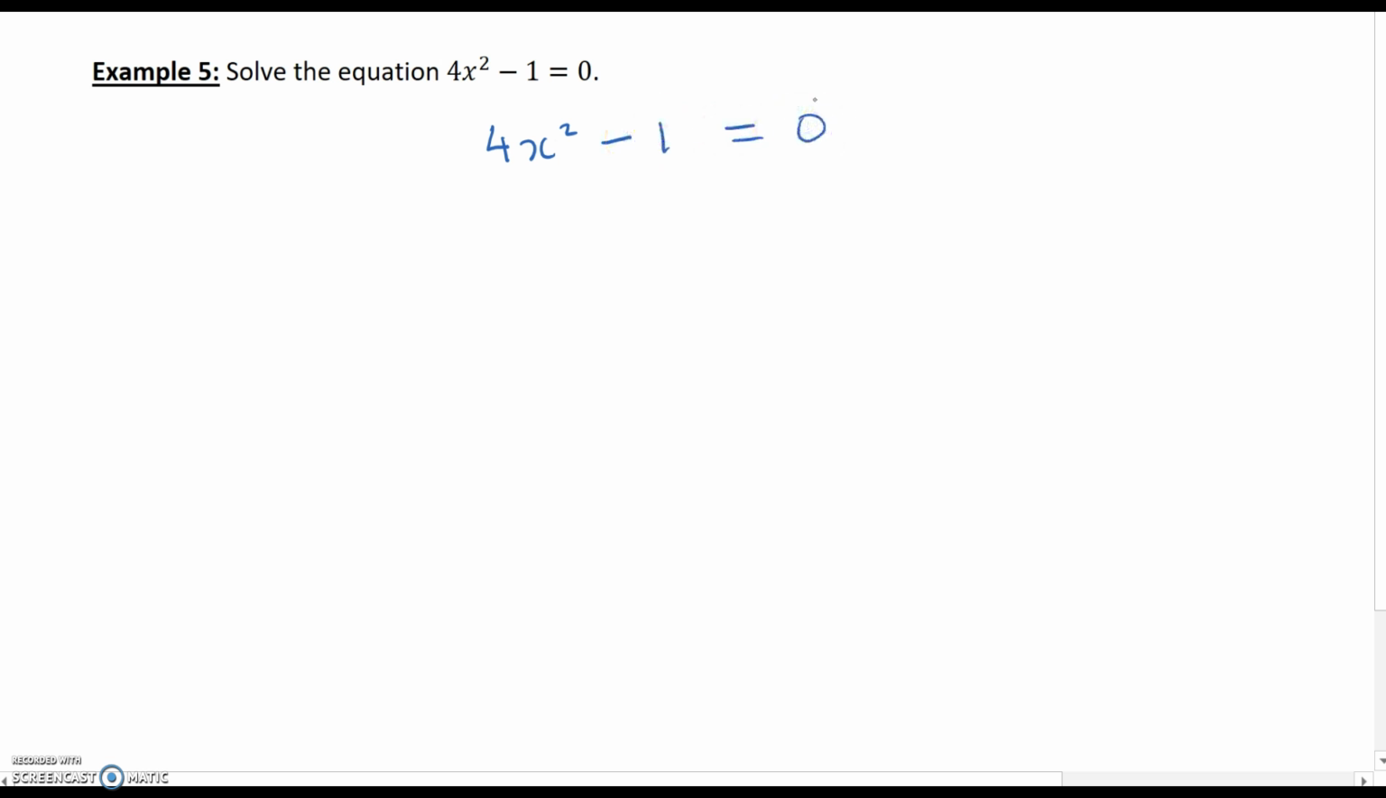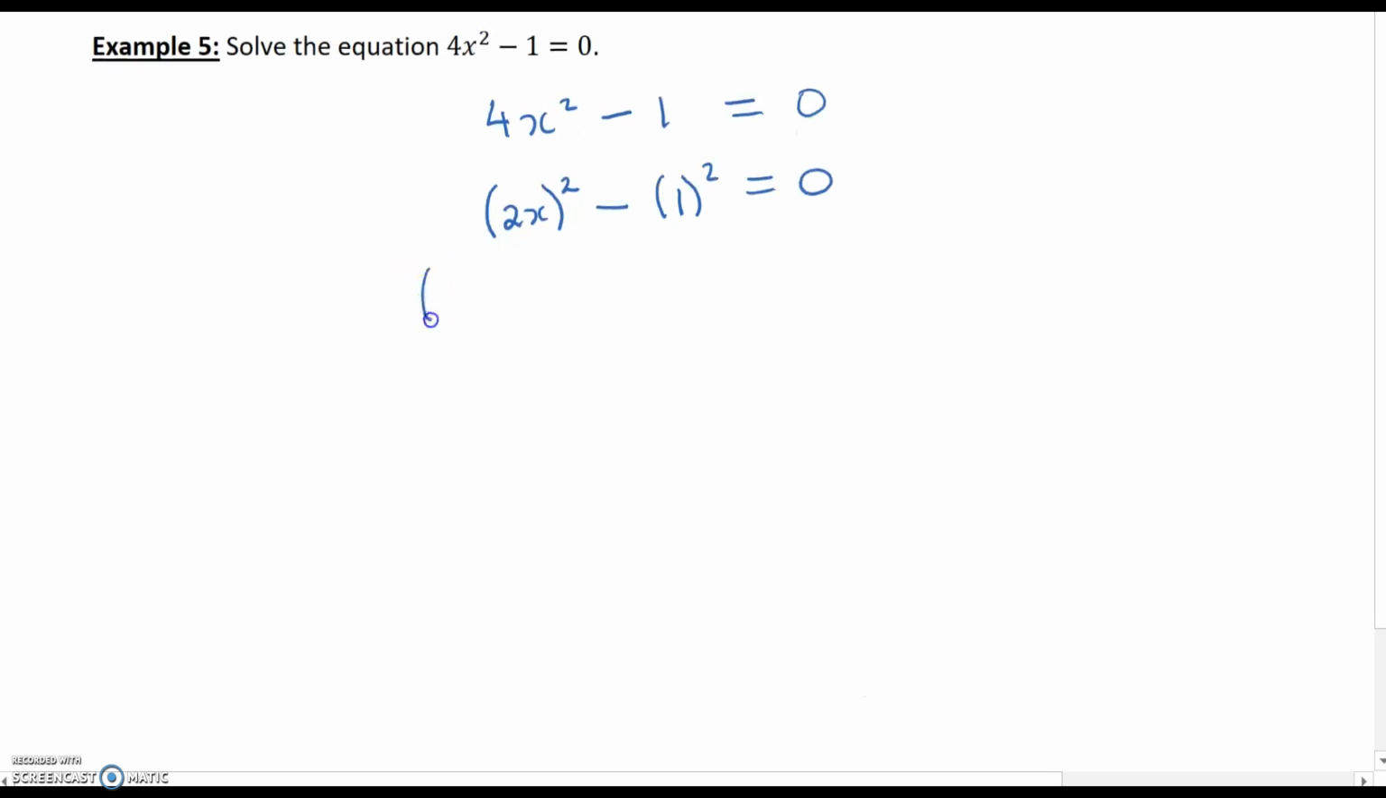Now remember what we did. We write these as squares. So 4x squared, we'll write that as (2x) squared minus (1) squared. And 1 is a tricky one, but remember 1 squared is always 1. So now we go to our pattern, and it's the first minus the second times the first plus the second equals 0.